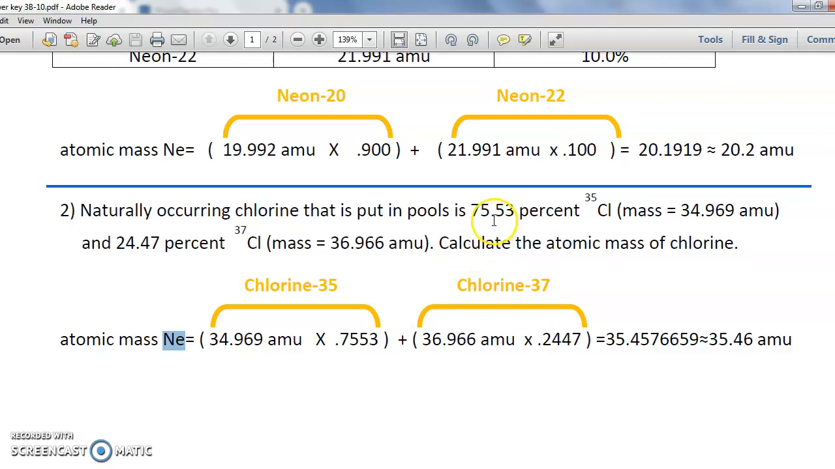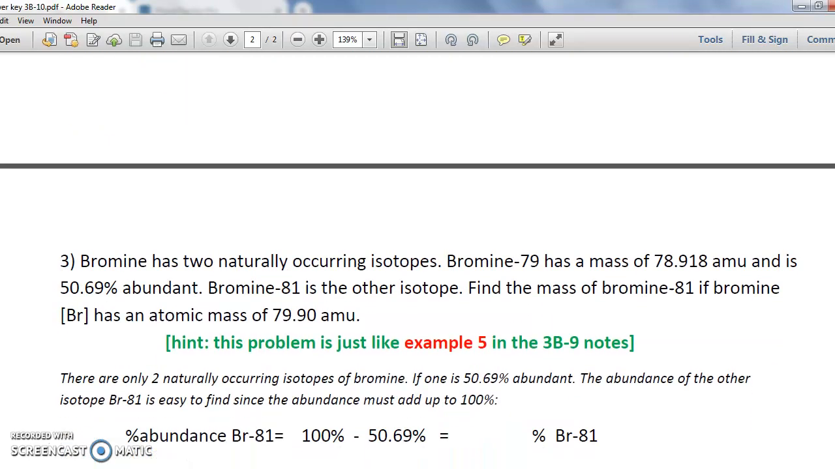Notice we have two elements. Our percents should add up to 100%. With two elements, if we take the 75.53 and the 24.47, if we only have two isotopes, 100% of them should be either chlorine 35 or chlorine 37. That's important in our next and final problem.